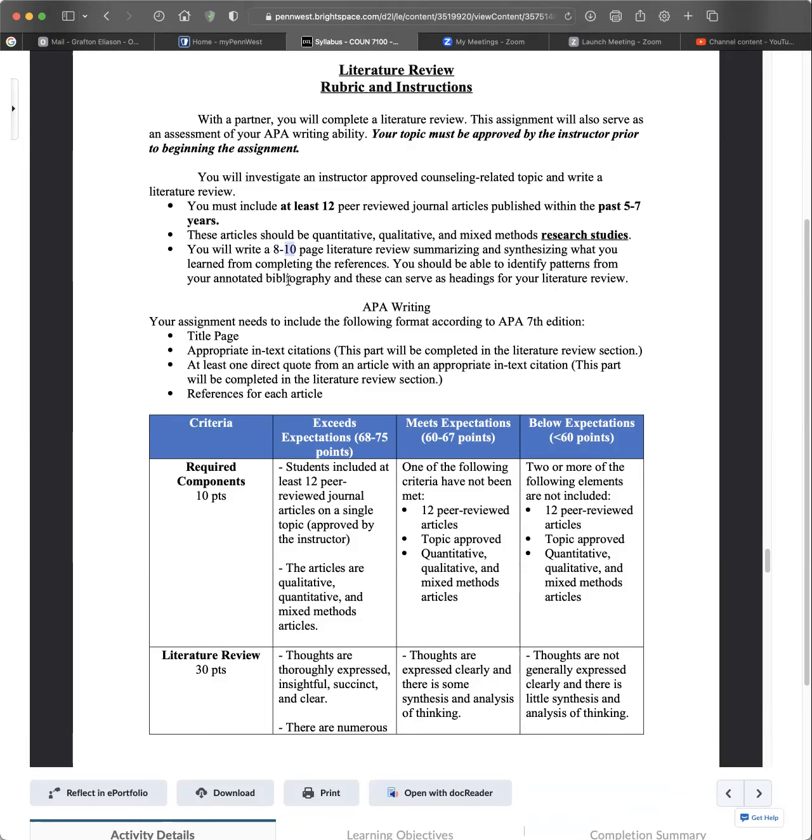Some students ask, can it be longer? Heck yeah, it can be as long as you want. I just don't want it to be shorter. That is the minimum amount of pages. Okay.